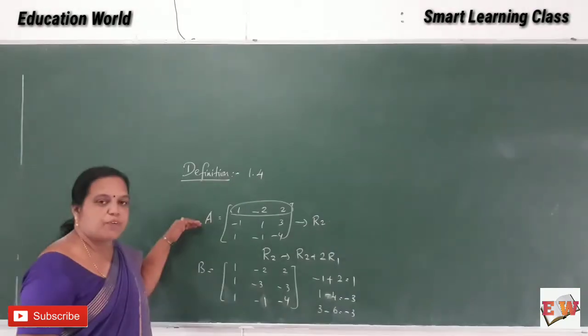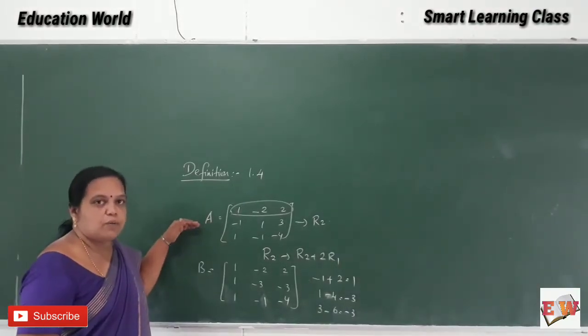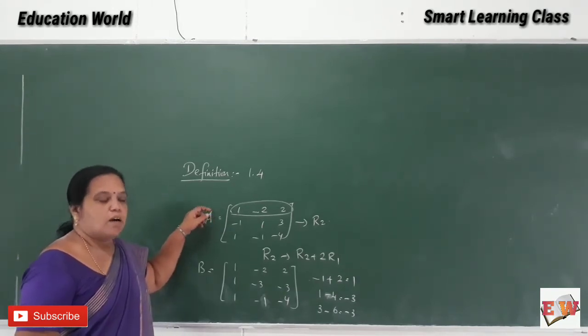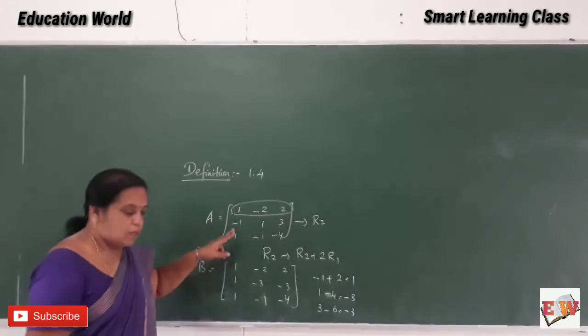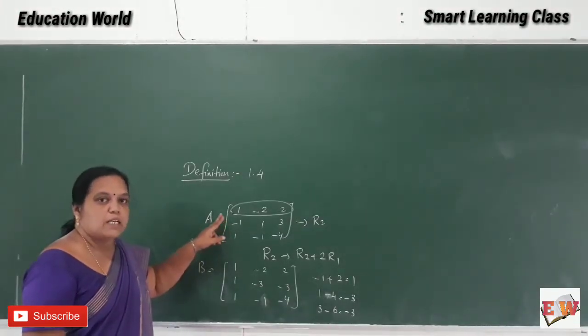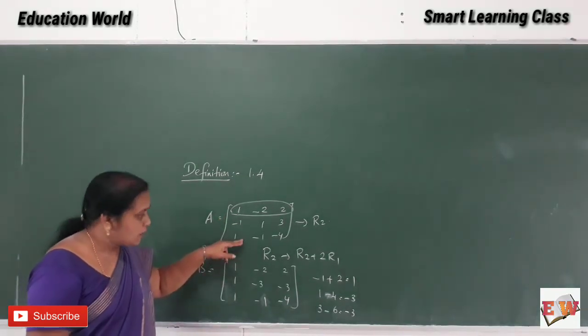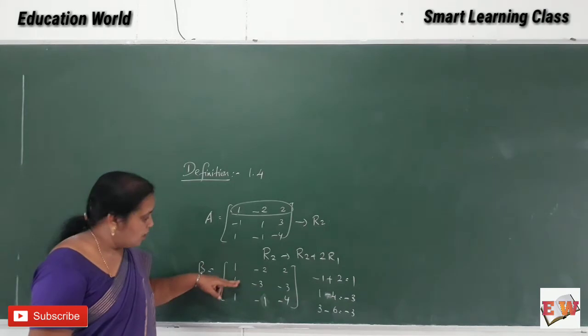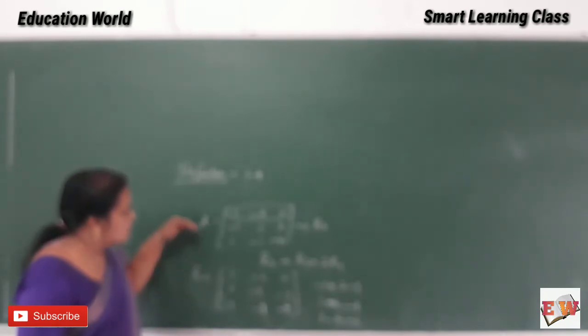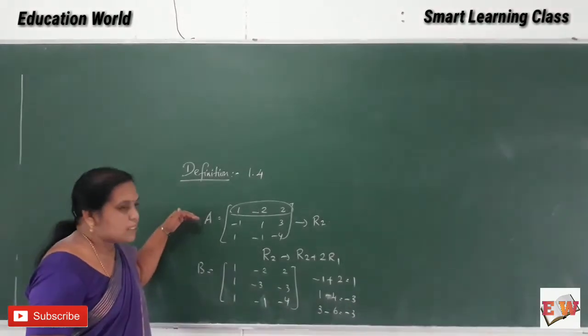For that, what have we done? We have replaced a row of the matrix by the sum of the second row with a non-zero scalar multiple of another row. So we got a new row. So this is known as the matrix B. This is said A is equivalent to B. A is equivalent to B.